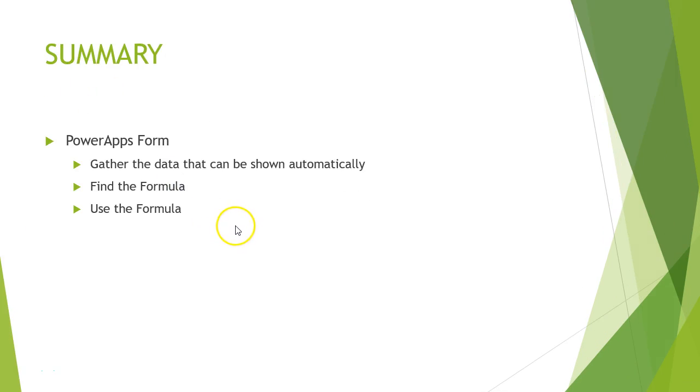As a quick summary, in a Power Apps form, you learned how to gather data that can be shown automatically without the need for the user to type. You find the formula and see if the business need can be achieved, and then you use the formula. Today we started off with two basic and simple formulas, User and Today, to display the username and the picture. So have fun using Power Apps.